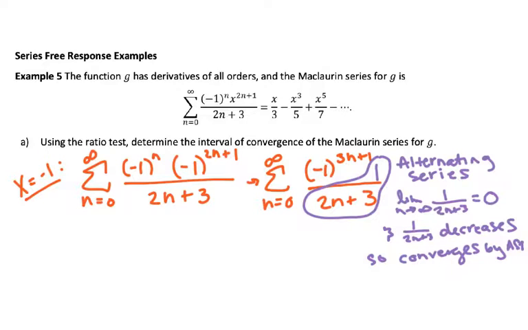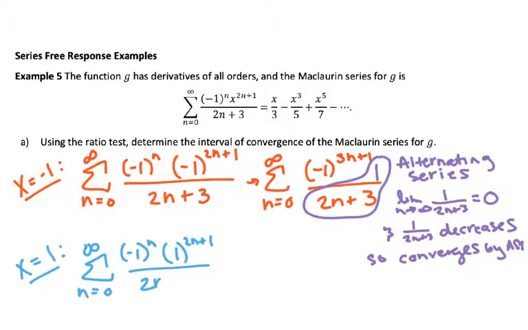Okay, now we need to do the same thing for x equals positive 1. This one should be a little bit easier because we're going to have negative 1 to the n, and then this is going to be 1 to the 2n plus 1, which basically we don't really care about because it's just going to stay a 1. So really we're going to get something that looks very familiar.